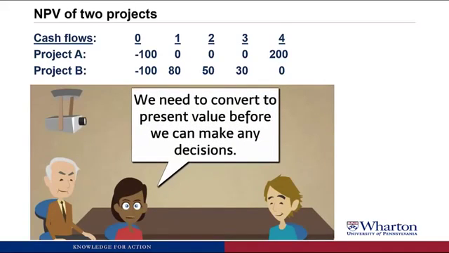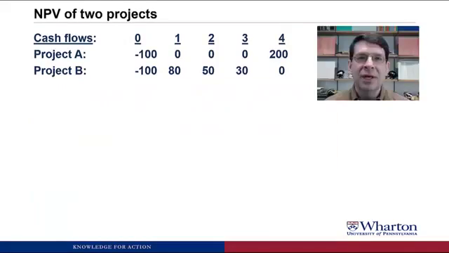We need to convert to present value before we can make any decisions. Well, name calling aside, Vina's right that we have to put all of these dollars into present values because we can't compare them directly. And again, think about if these were different currencies. If you invested $100 and got a certain amount of yen back, but another project you invested $100 and got a certain amount of euros back, you couldn't just add up the numbers and decide which was better. You'd have to translate everything into dollars.